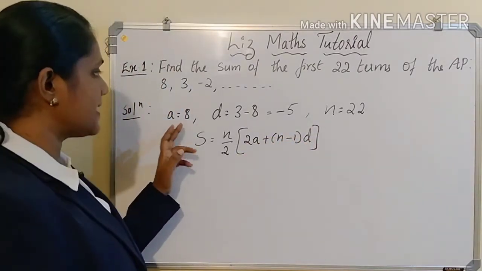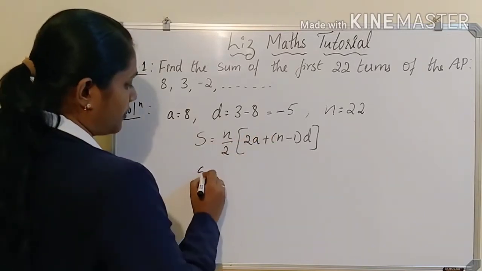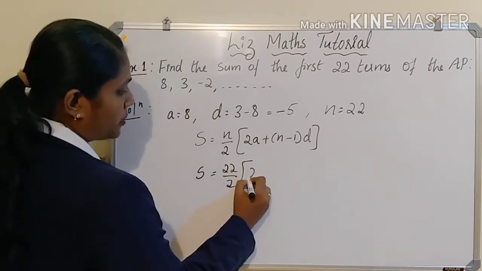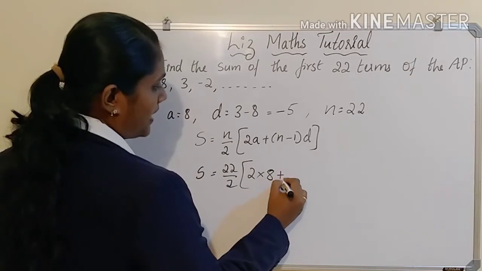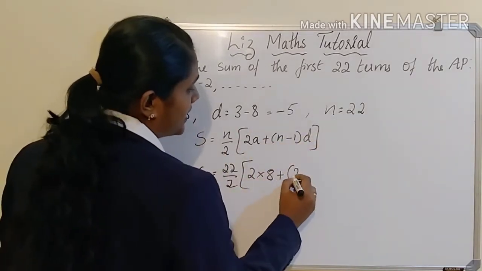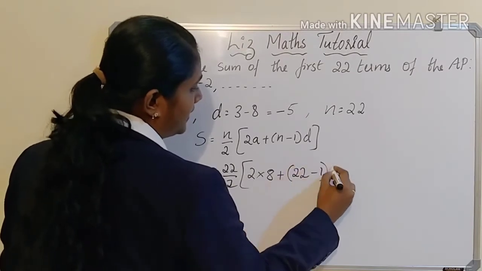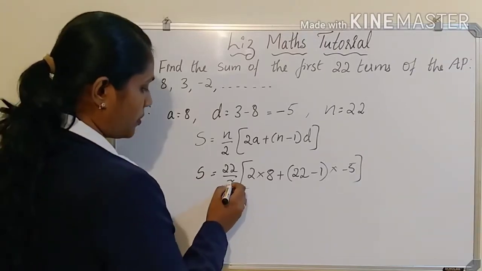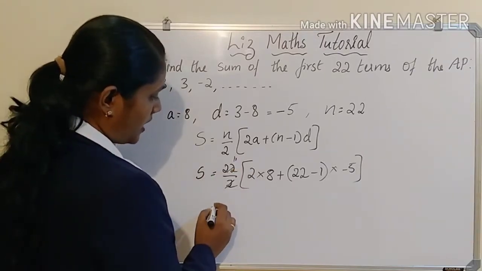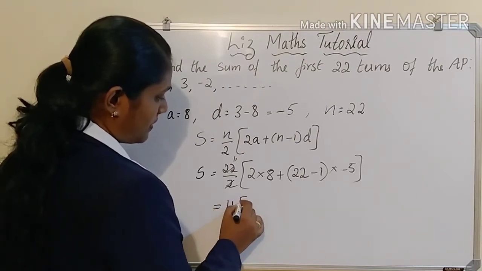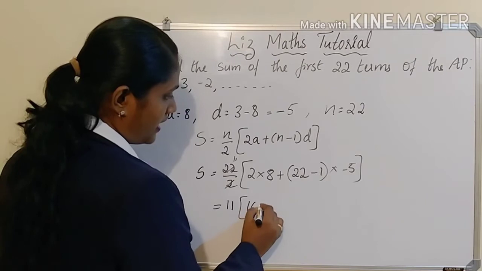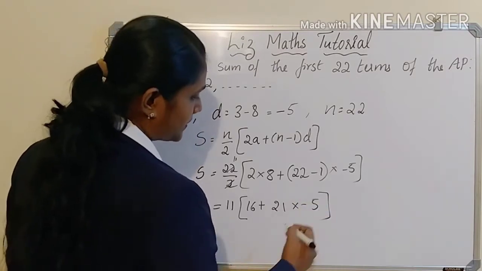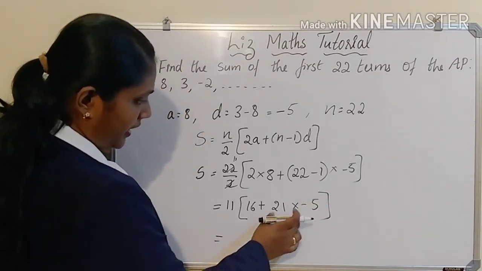Now substitute what is given. You are finding S. n is given, so 22 by 2 into (2 into a, that is 8, plus (n minus 1), where n is given as 22, minus 1) into d, which is minus 5. Now we are going to find the sum here. You know that 2 elevens are 22, so 11 is remaining here. 2 eights are 16 plus here you will get 21 into minus 5. Now go for the multiplication.